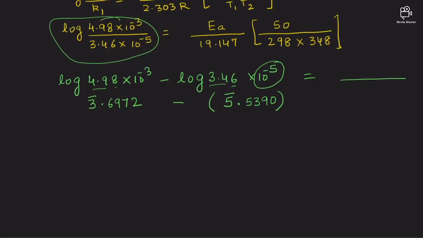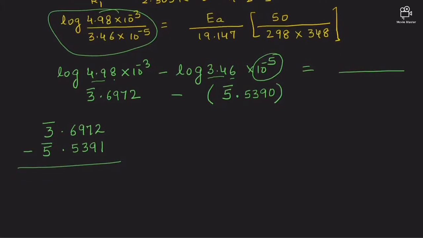How am I going to solve it? Just follow the rules of mathematics. Bar 3 means 3 is negative, and the rest of it carries the sign which is outside, and that is a positive sign, right? When we don't write any sign it means a plus. Then take away or minus bar 5.5391. And we have not yet touched the right hand side, okay? I've just left it like this.